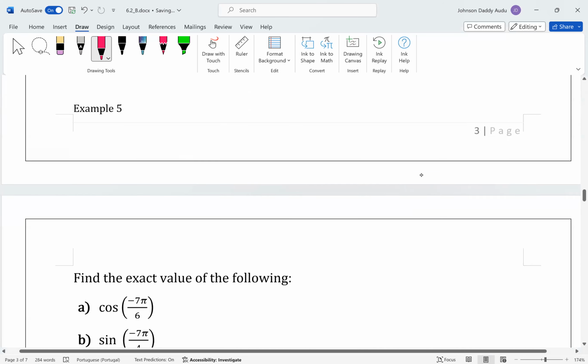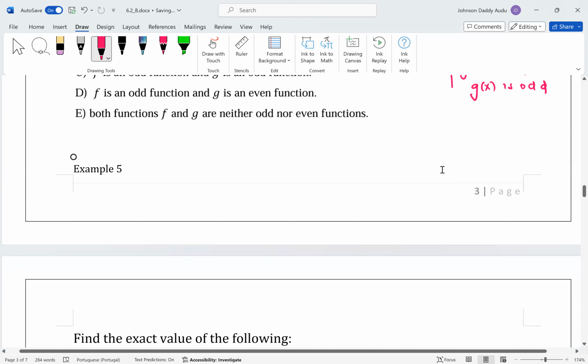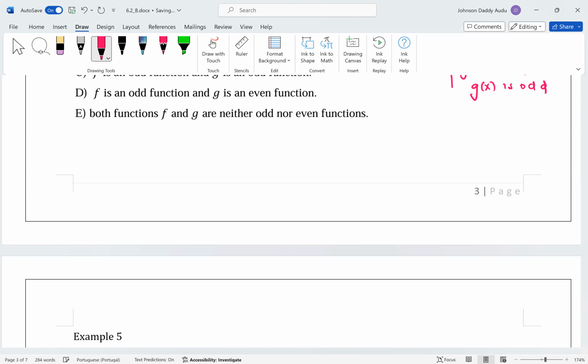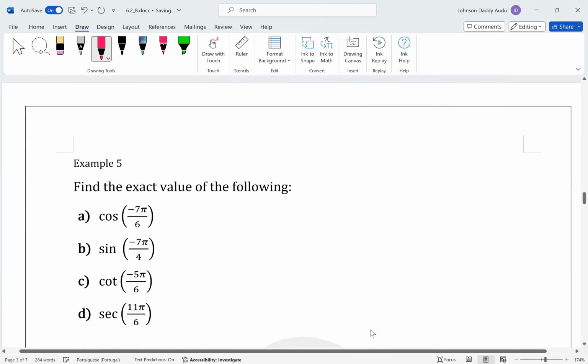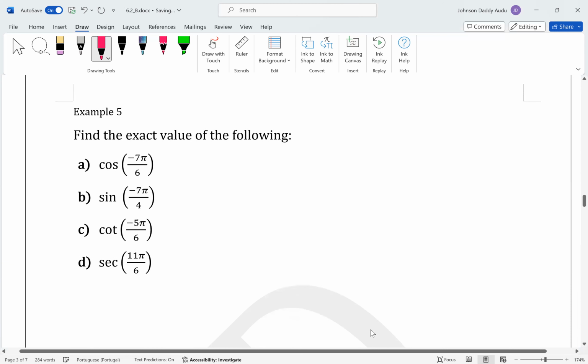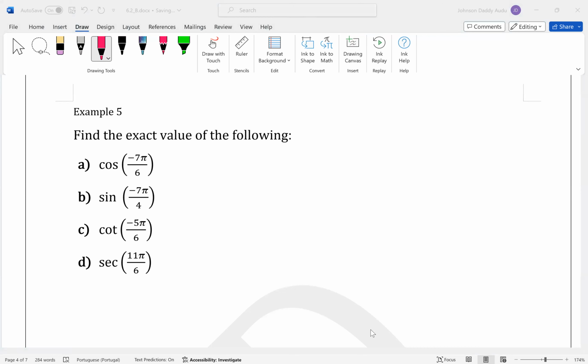Then example 5. Now example 5 is just for us to see one of the importance of this even and odd function. That is, when we want to evaluate trig functions, we can just go straight ahead and use the fact that if a function is even, we know what to do. If a function is odd, we know what to do.